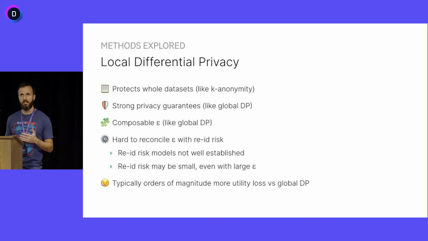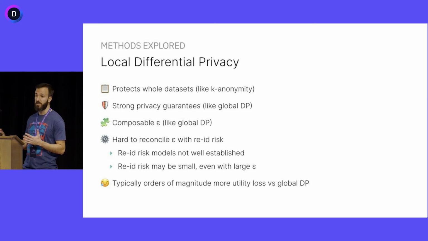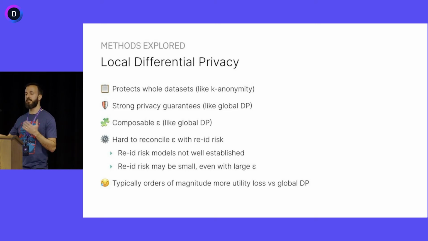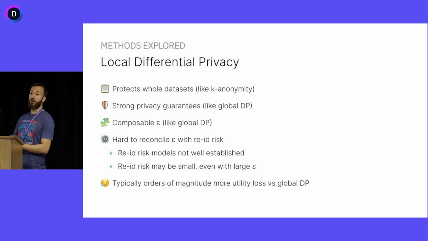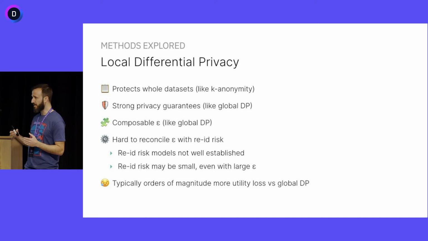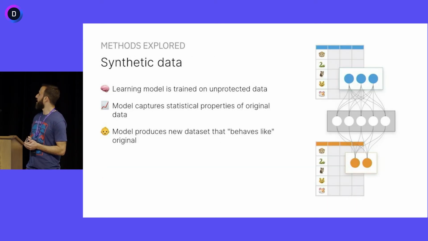But one of the difficulties here is that differential privacy protects something different from k-anonymity, which is designed to directly address linkage attacks. And so it's difficult to reconcile epsilon and re-identification risk. And the issue is that in practice, you can have a large epsilon, which would indicate poor privacy, but still have low risk. And so this is difficult if linkability is what you're interested in. And then the biggest problem for us is local differential privacy applies a lot of noise, orders of magnitude more noise than global typically.